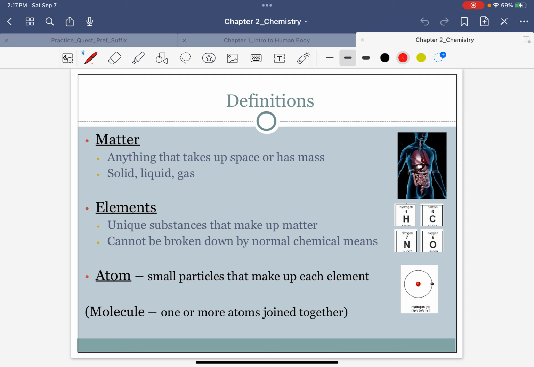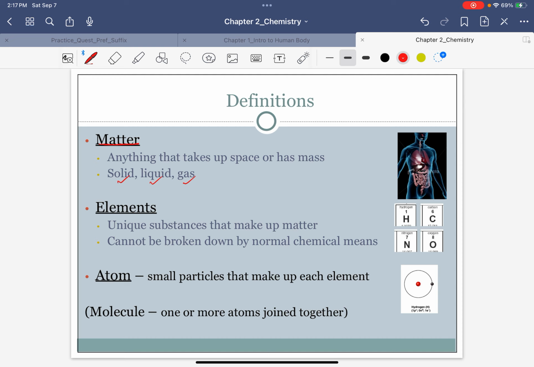All right, let's just start with some basic definitions. Make sure that you can define matter. Matter is anything that takes up space and has mass. We have matter in solid, liquid, and gas forms. So this is just in the universe, there's different types of matter: solid, liquid, gas.